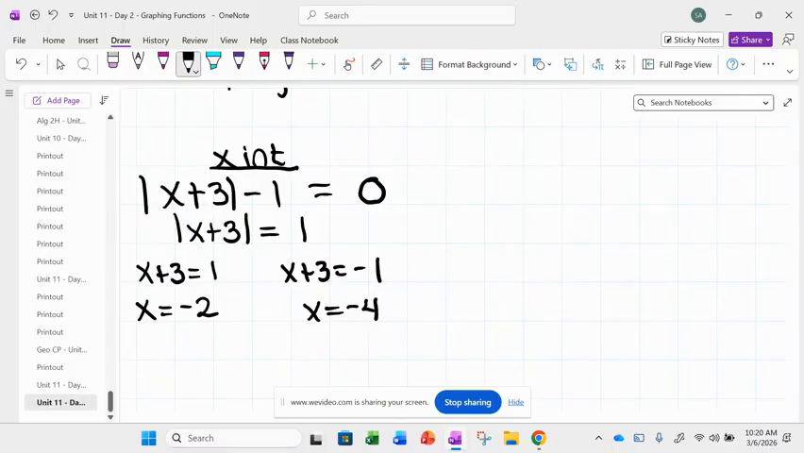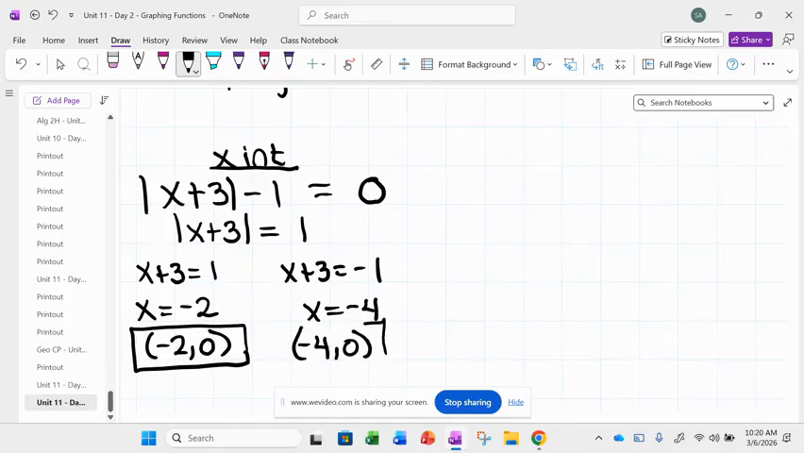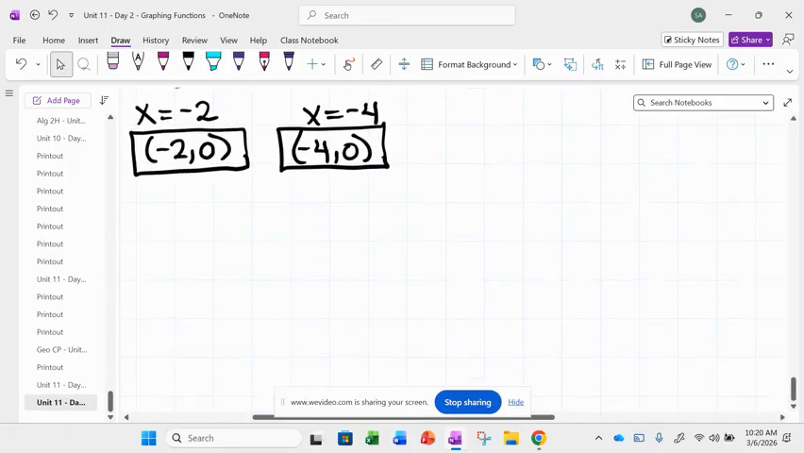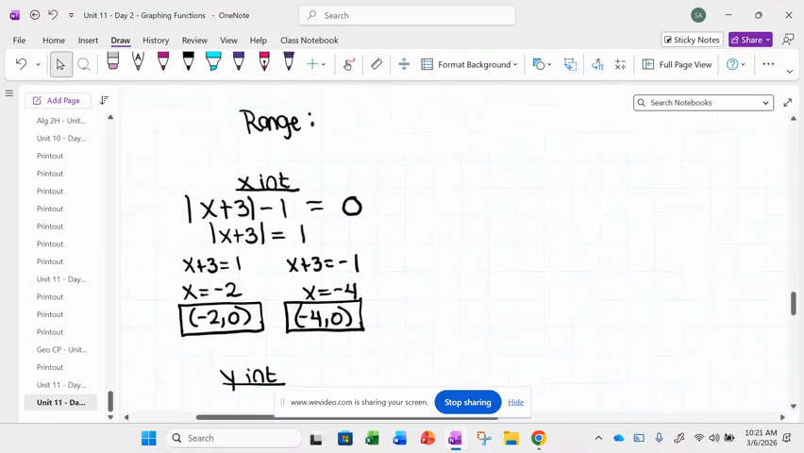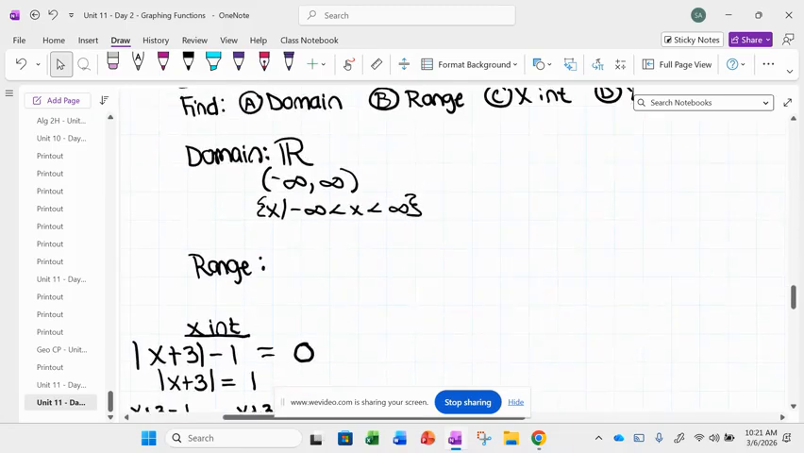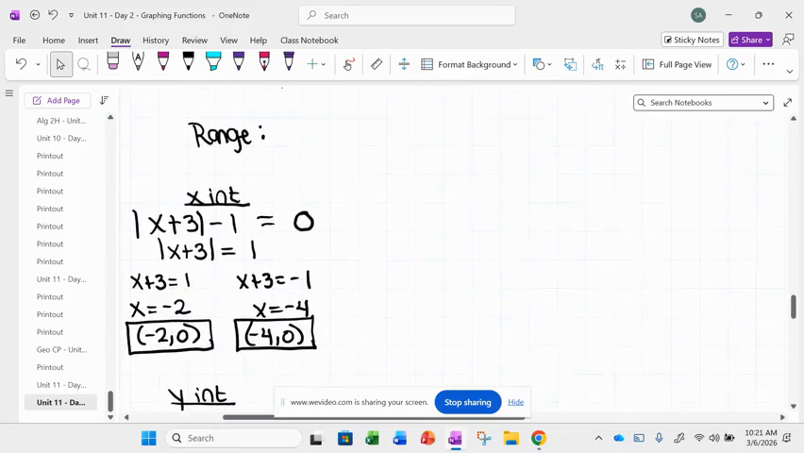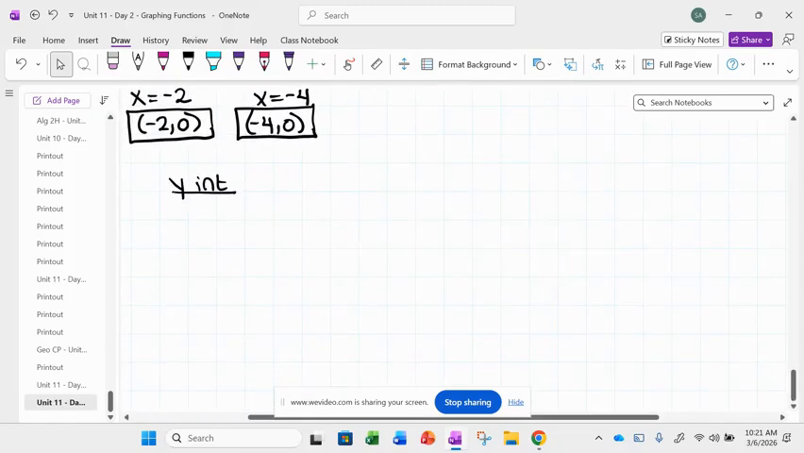So if I wanted to write these x-intercepts as points, the point for these x-intercepts will be negative 2, 0. That's one point. What's the other point? Negative 4, 0. Those are our x-intercepts. Okay, so now we found the domain. We found our x-intercept. Now we want to do the y-intercept.